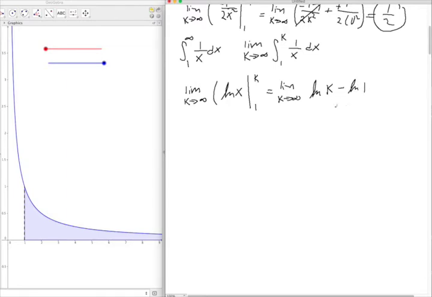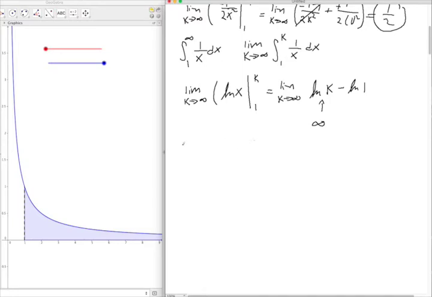And what ends up happening here is, if we know anything at all about the natural log, we know that this function increases without bound. So this limit is infinity, and the natural log of 1 is 0. So basically what this is telling me is this integral diverges. There is no limit on the area that we're looking at. Okay? So that's what we have there.